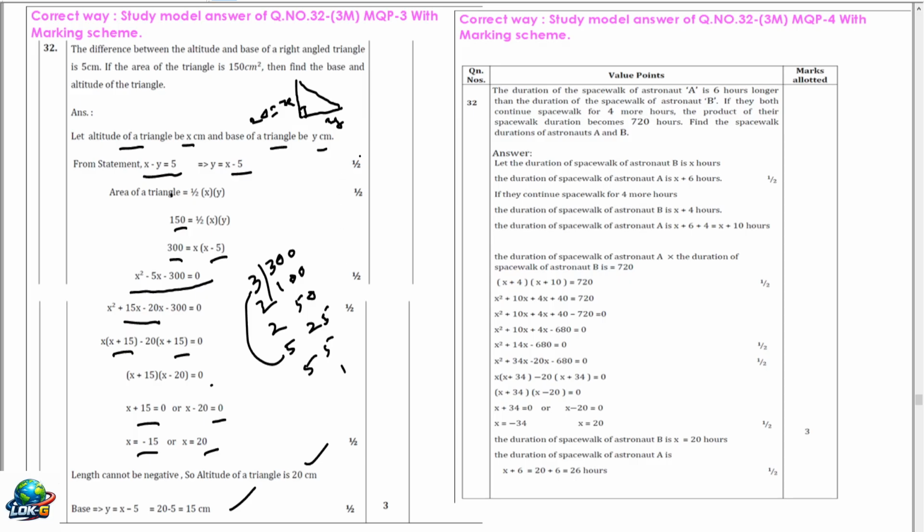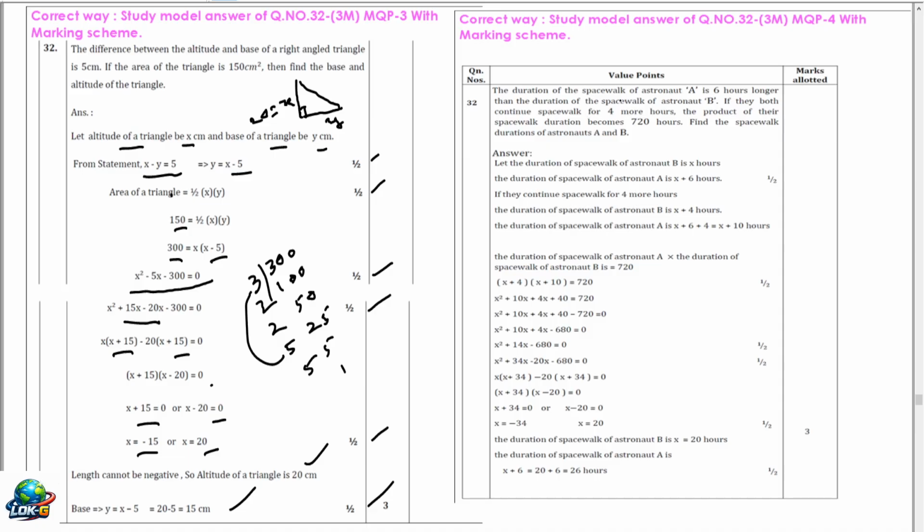For this, observe the schema. For writing this equation, half mark; writing area, half mark; finding quadratic equation, half mark; splitting the middle terms and solving it, half mark; writing conclusion, half mark. Okay, let us study the last paper here.